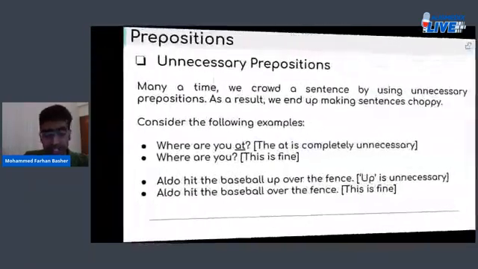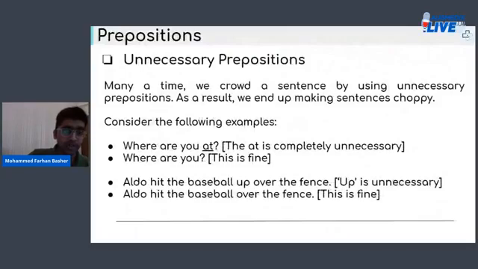Unnecessary prepositions. This is quite interesting. Now, if you overuse prepositions, your sentences may become quite choppy. They may become ugly and they may not be so nice, right? So to keep your sentences neat and clean, never overuse or overdo prepositions, all right? Let's see what we have here on this slide. Many a time, we crowd a sentence by using unnecessary prepositions. As a result, we end up making sentences choppy.